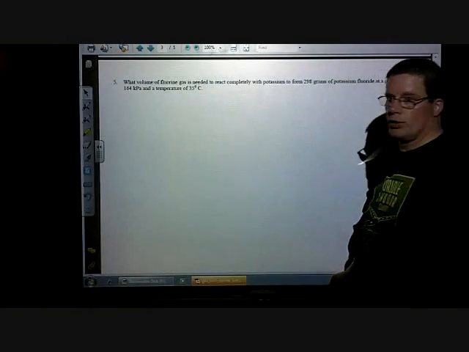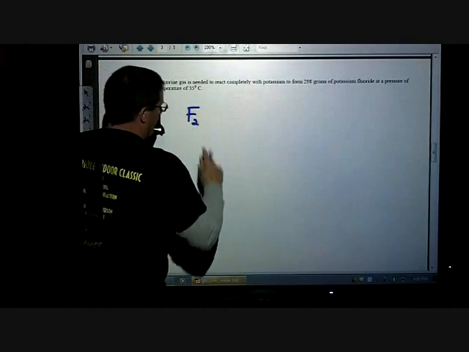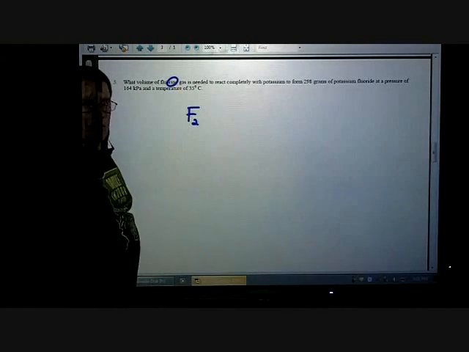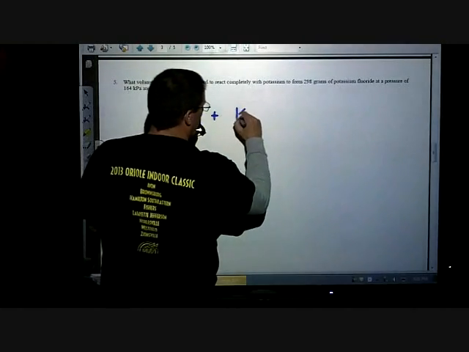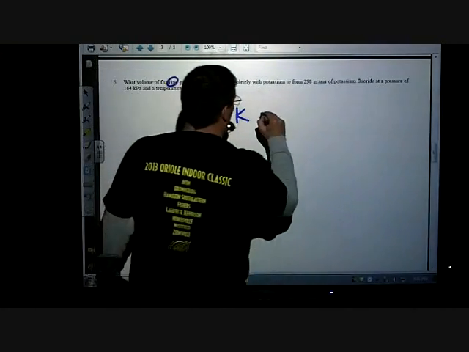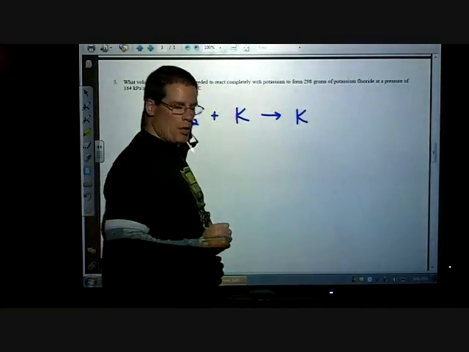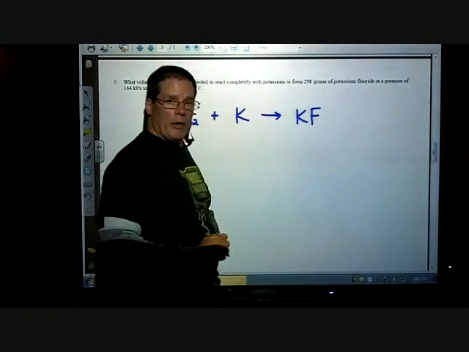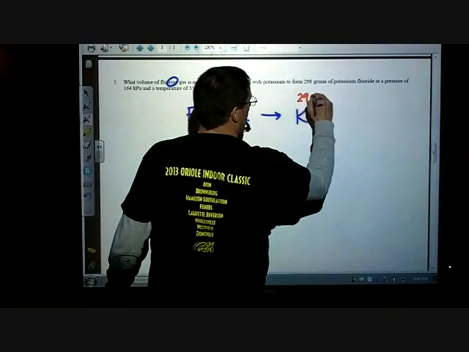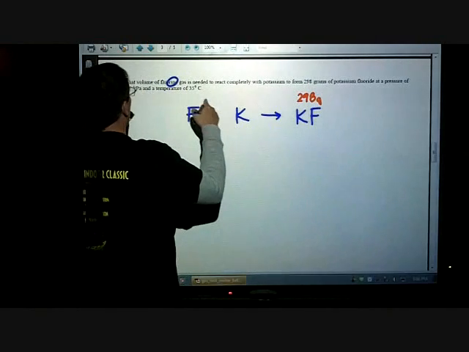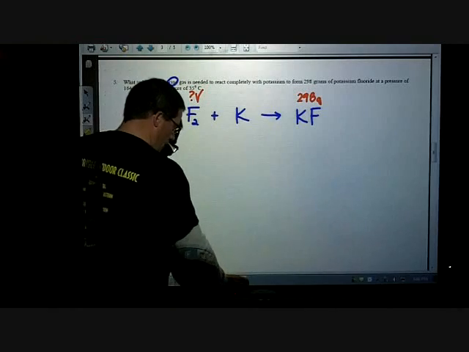Okay? So first of all, step one, let's write out the balanced equation. So we have fluorine gas, and again, ends in -ine, so that means it's diatomic, F2, needed to completely react with potassium, potassium's K, to form 298 grams of potassium fluoride. Potassium has a +1 charge, fluorine has a -1 charge. So we're good as written there. So I'm going to write above there 298 grams, just so I don't forget that. Also, it says that we're looking for the volume, so question mark V there. All right.